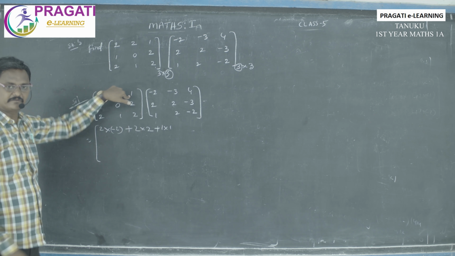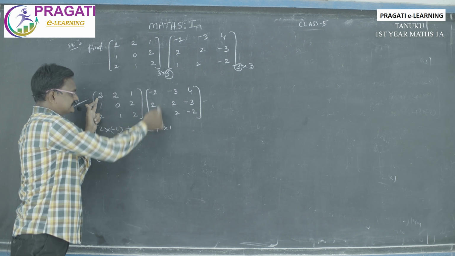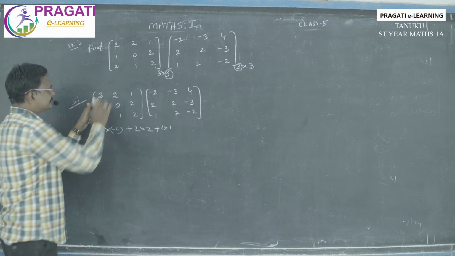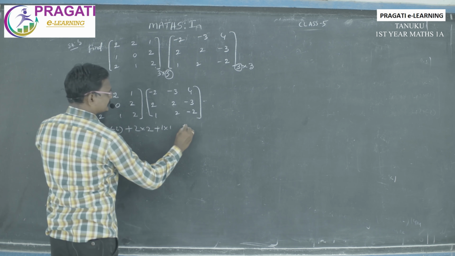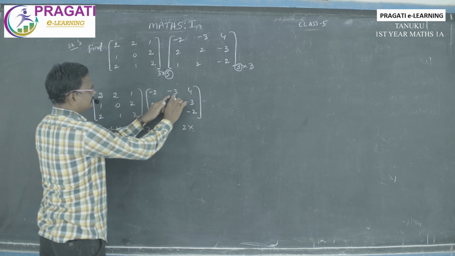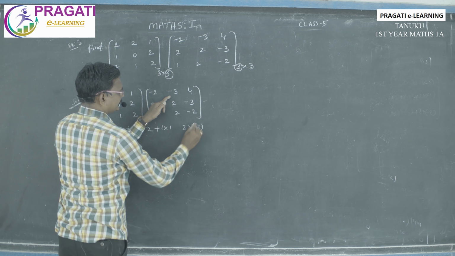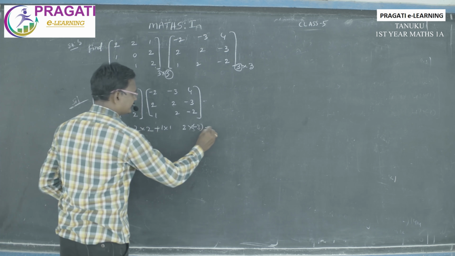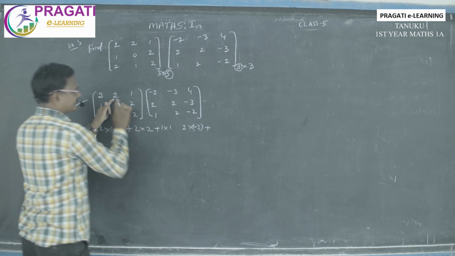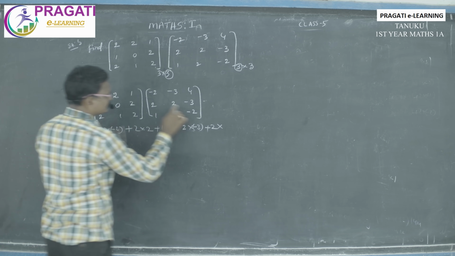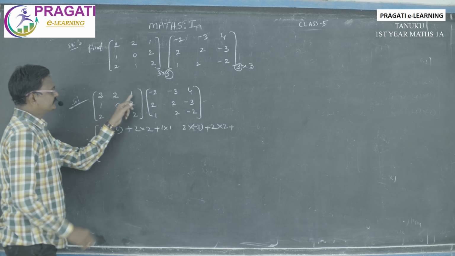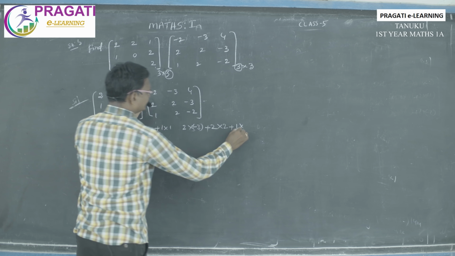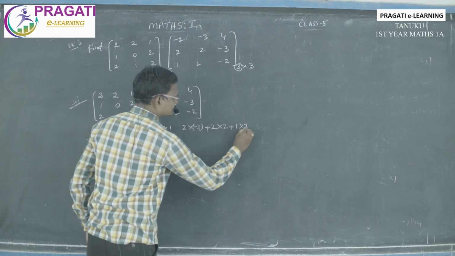Are you following clearly? First row with the first column. Again same row with the second column. That means 2 into first element minus 3, in between plus second element 2 into second element 2, plus third element 1 into third element 2.